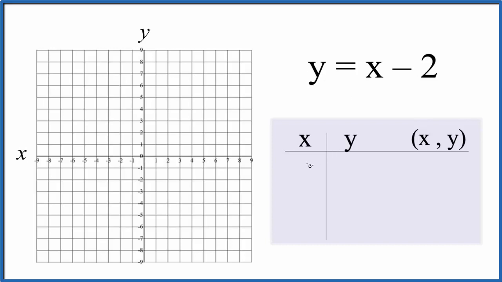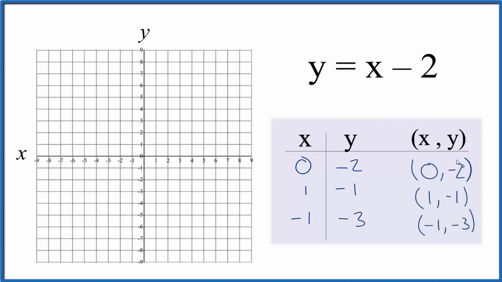So I'd like to put a 0 first for x because I know that'll give me a y that's on my graph. So 0 minus 2, that's just minus 2. If we put a 1 in for x, 1 minus 2, that's minus 1 for y. And let's put a minus 1 in. So minus 1, minus 2, minus 3 for x. So these are the values that we'll graph for the equation y equals x minus 2.